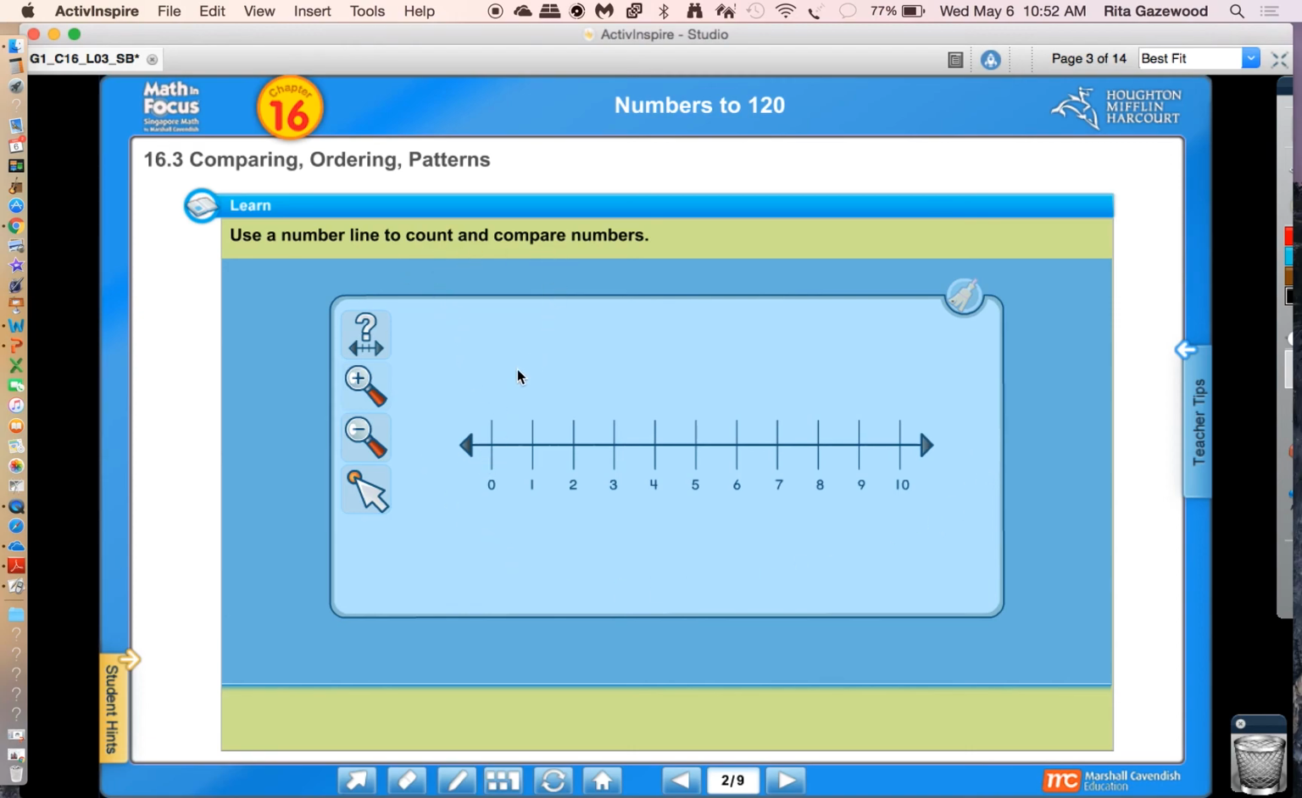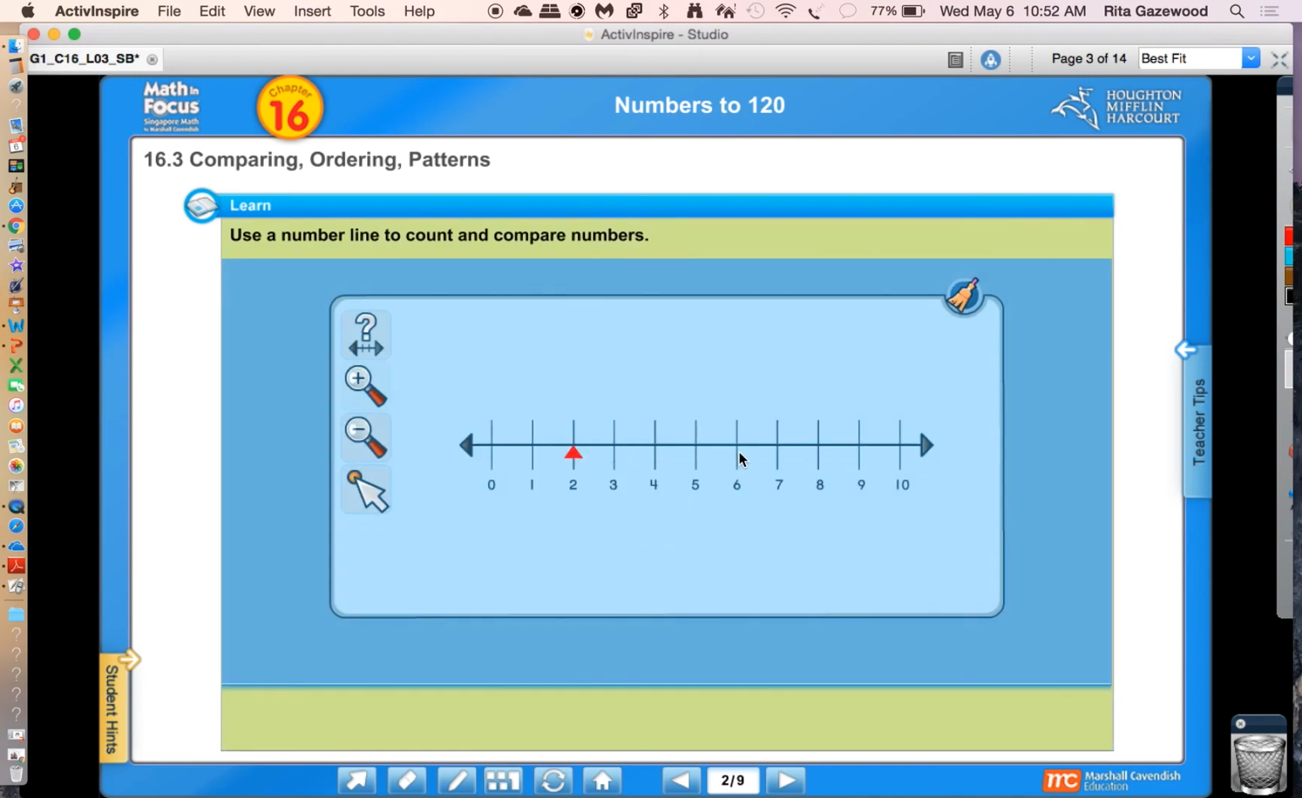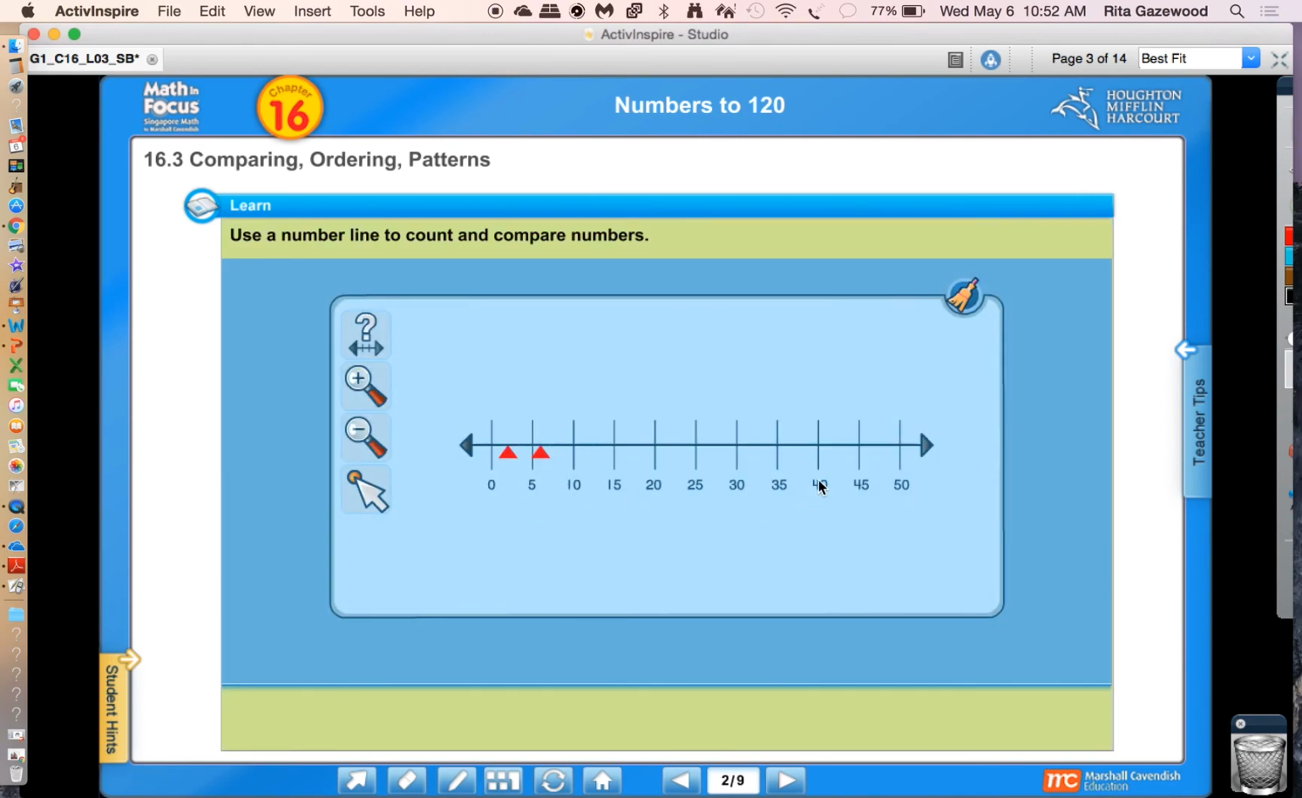But we can also use a number line to compare, just like we use the counting tape. So we're going to compare two numbers. So let's compare 2 and 6. So if I have 2 and 6, when I'm counting forwards, the 2 comes before the 6. So we would say 2 is less than 6. Or we would say 6 is greater than 2 because it comes after the 2. I'm going to change our number line so it looks a little different. We're going to have a number line that is counting by fives.